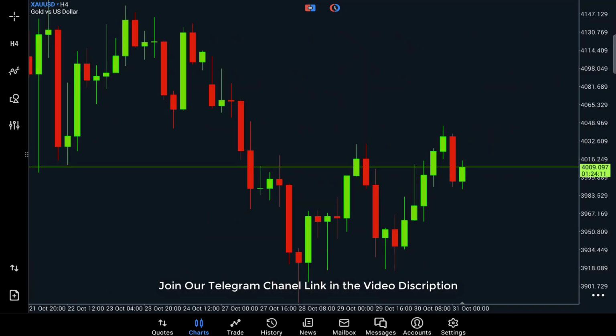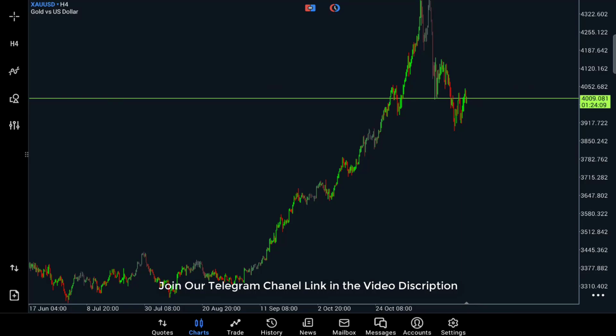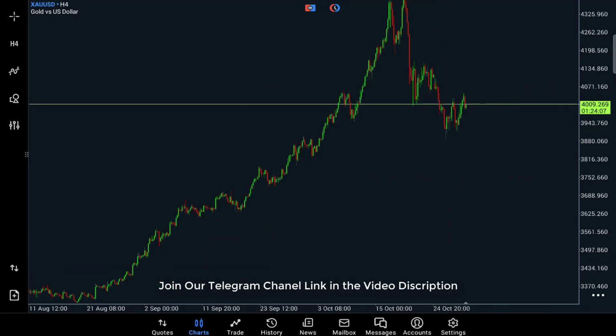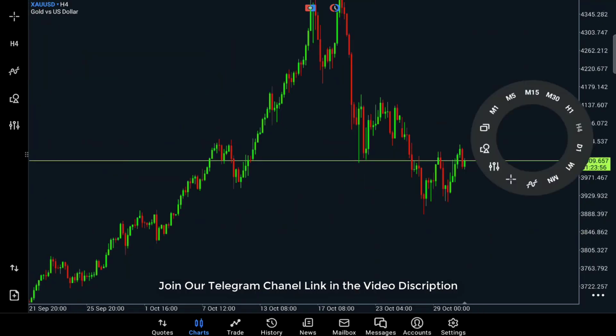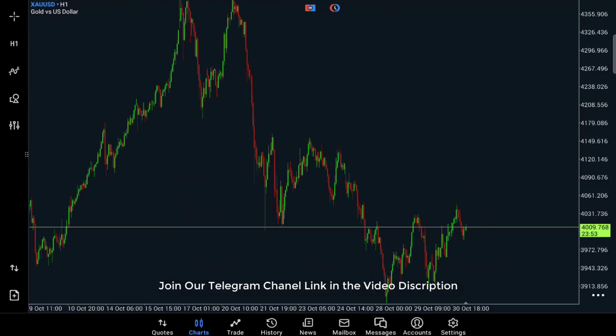Let's get back into the H4 time frame to get a clear view. As you can see there, there is also a trend line, and there is nothing to say or nothing to do. So we need to find out our entry or path in the H1 time frame.